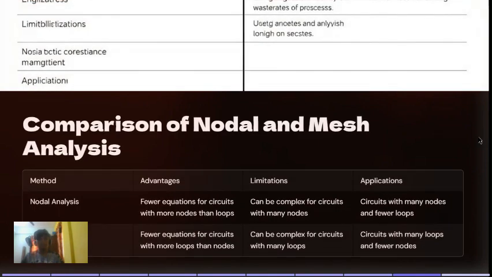Comparison of nodal and mesh analysis. Nodal analysis. The advantages: fewer equations for circuits with more nodes than loops. Limitation: can be complex for circuits with many nodes. Applications: circuits with many nodes and fewer loops. Mesh analysis. The advantages are fewer equations for circuits with more loops than nodes. Limitations: can be complex for circuits with many loops. Applications: circuits with many loops and fewer nodes.